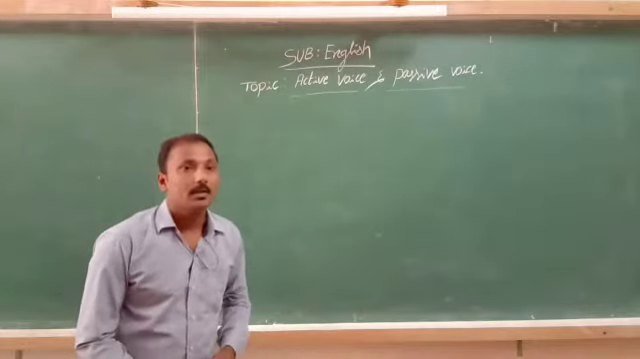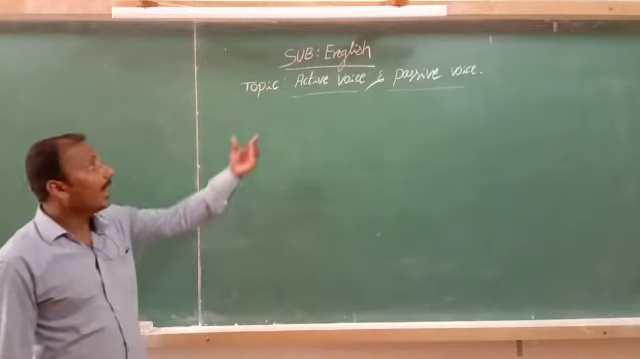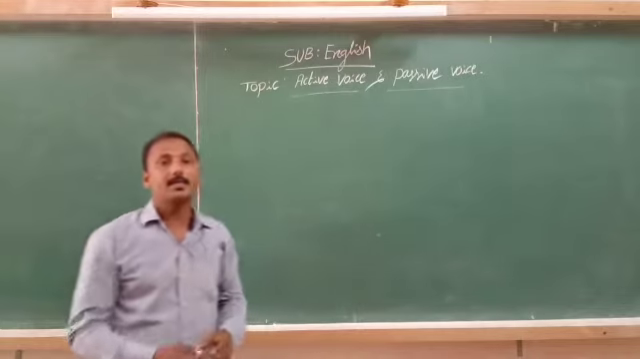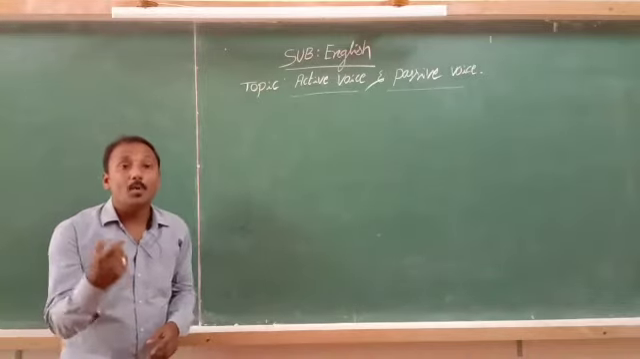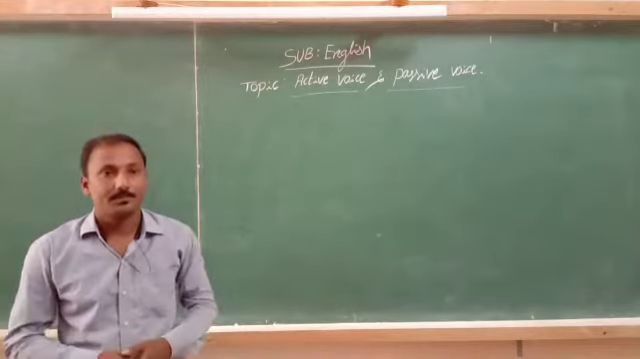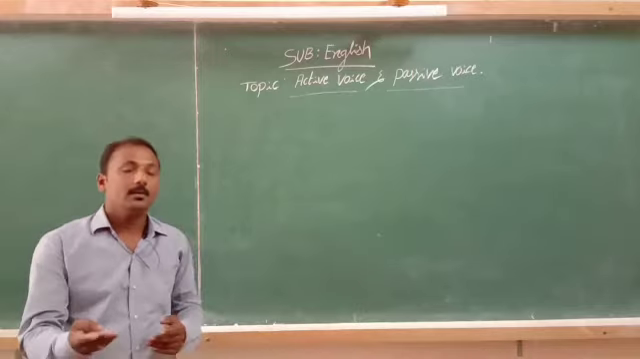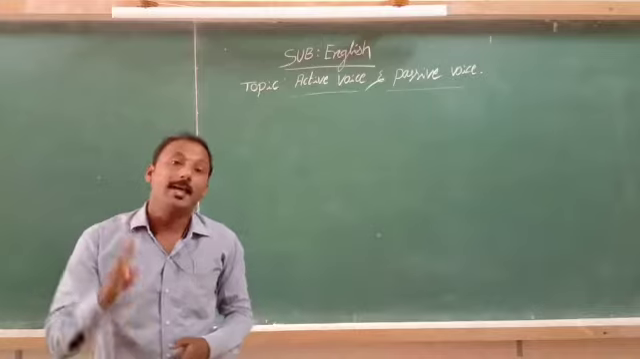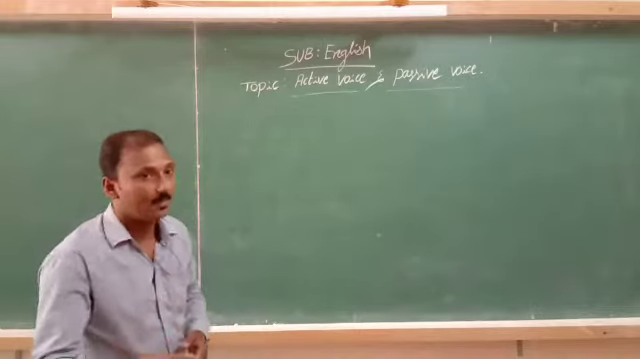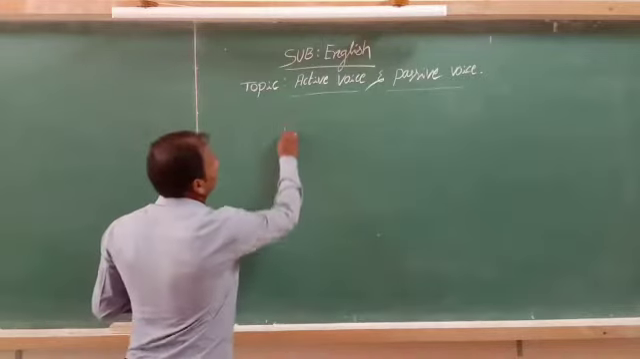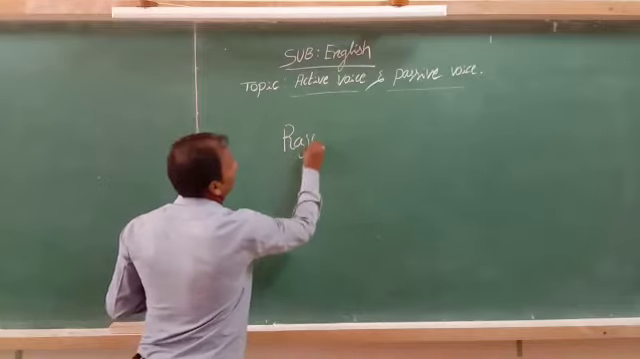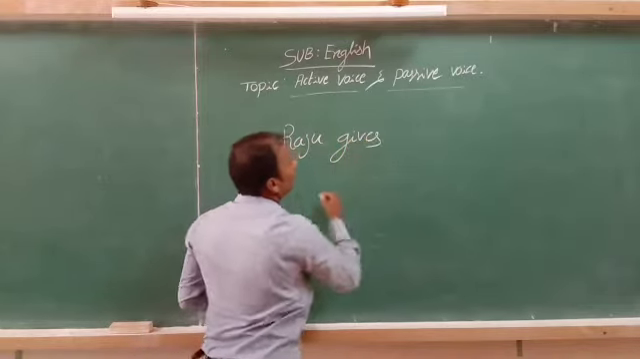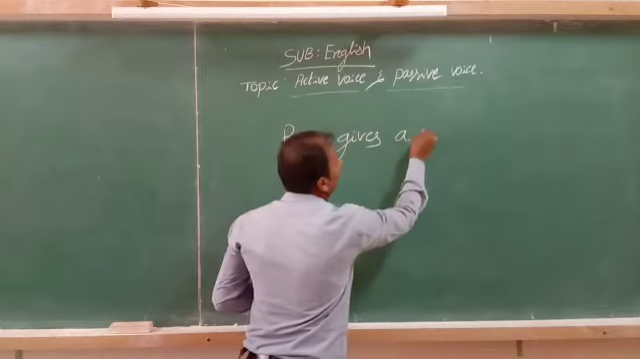First, we know what is the difference between an active sentence and a passive sentence. In an active sentence, the subject is more important than the object. And in a passive voice sentence, the object is more important than the subject. For example, Raju gives a rose.